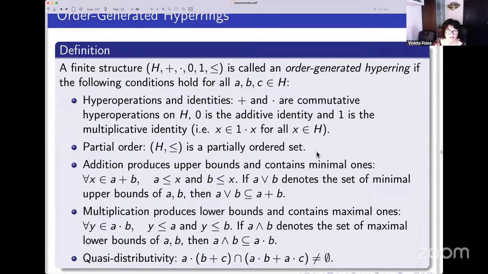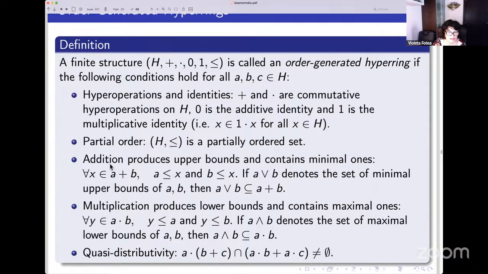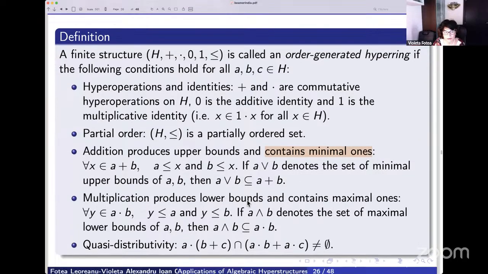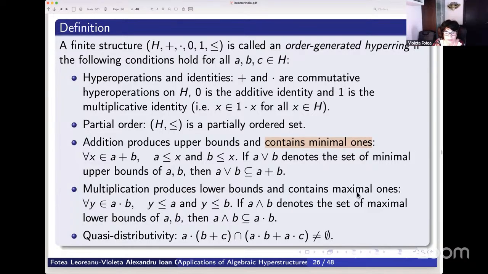Consider a partially ordered set H. It is interesting that addition produces only upper bounds of the elements A and B. In other words, all elements of A plus B are upper bounds of A and B, and it also contains the minimal ones, the minimal upper bounds. And similarly for multiplication: multiplication contains lower bounds and contains the maximal ones.